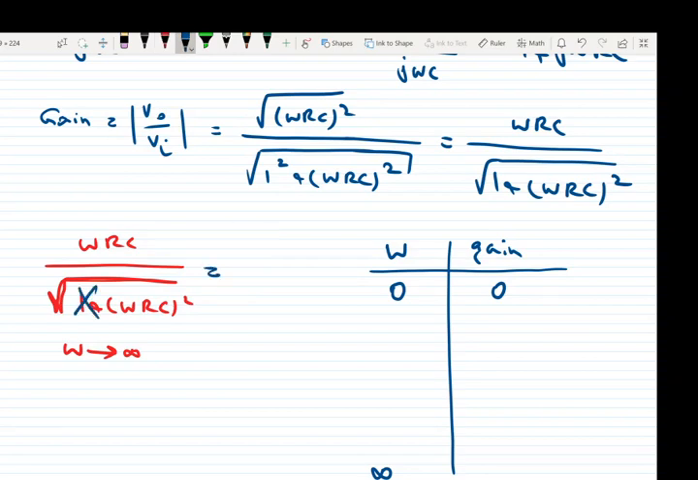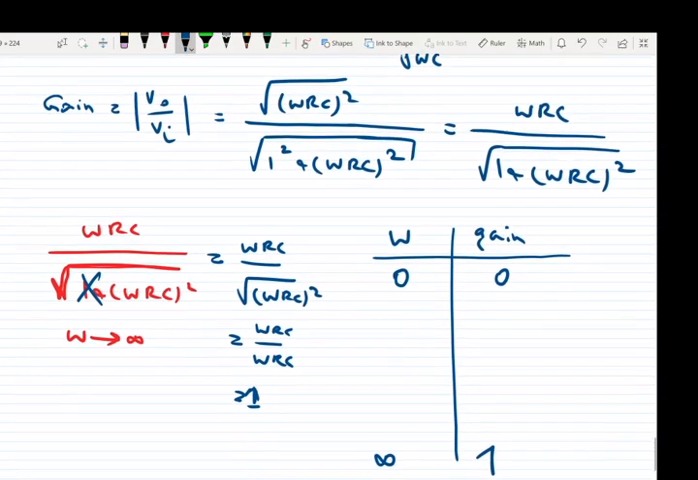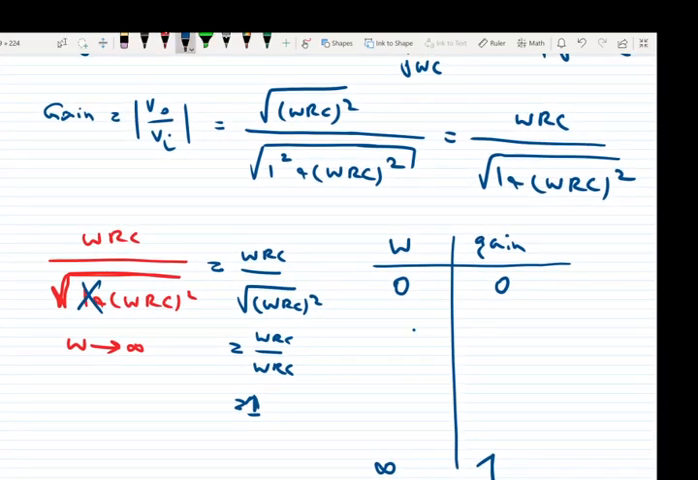So it will be equal to omega RC over the square root of (omega RC) squared, which is equal to omega RC over omega RC, which is equal to 1. Okay, so algebra. This one is like finding the limits. So if omega goes toward infinity, the output is 1. What if omega is 1 over RC?